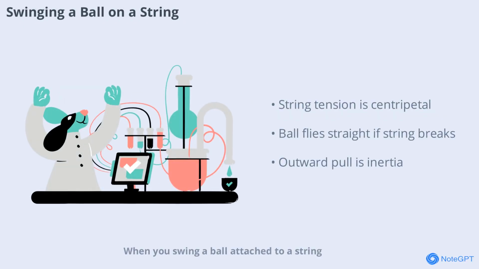When you swing a ball attached to a string, the tension in the string acts as the centripetal force, pulling the ball toward the center of the circle. If the string breaks, the ball flies off in a straight line, demonstrating inertia. The feeling of the ball pulling outward on your hand is the apparent centrifugal force, but it's really just the ball's inertia resisting the inward pull.